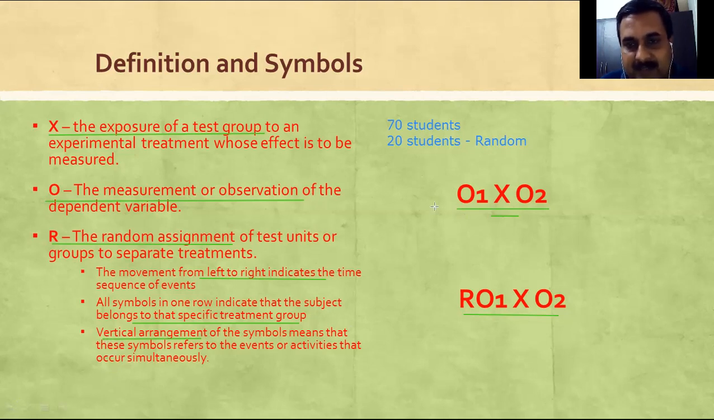The only difference here is that O1 and O2 observations are measured without random selection, but in this case one random selection is made before taking observations O1 and O2. So the second experiment is done through random selection, while the first one is taken without random selection. So these are the basic terminologies, and they will keep on appearing again and again. So remember these basic terminologies, they will help you in future too.